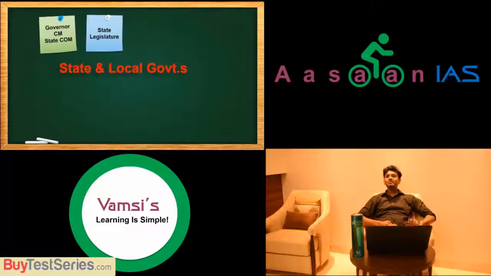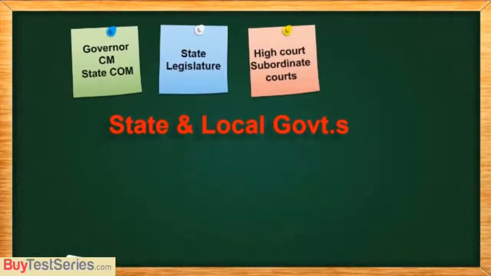Then we understand the state legislature. Once you understand the parliament, it is not going to be difficult, so you can easily understand this also. About 1 hour it takes. Then we understand the high court and subordinate courts. Supreme Court, similarly high court. Subordinate courts hardly take 10 minutes. So total 1 hour of concepts.